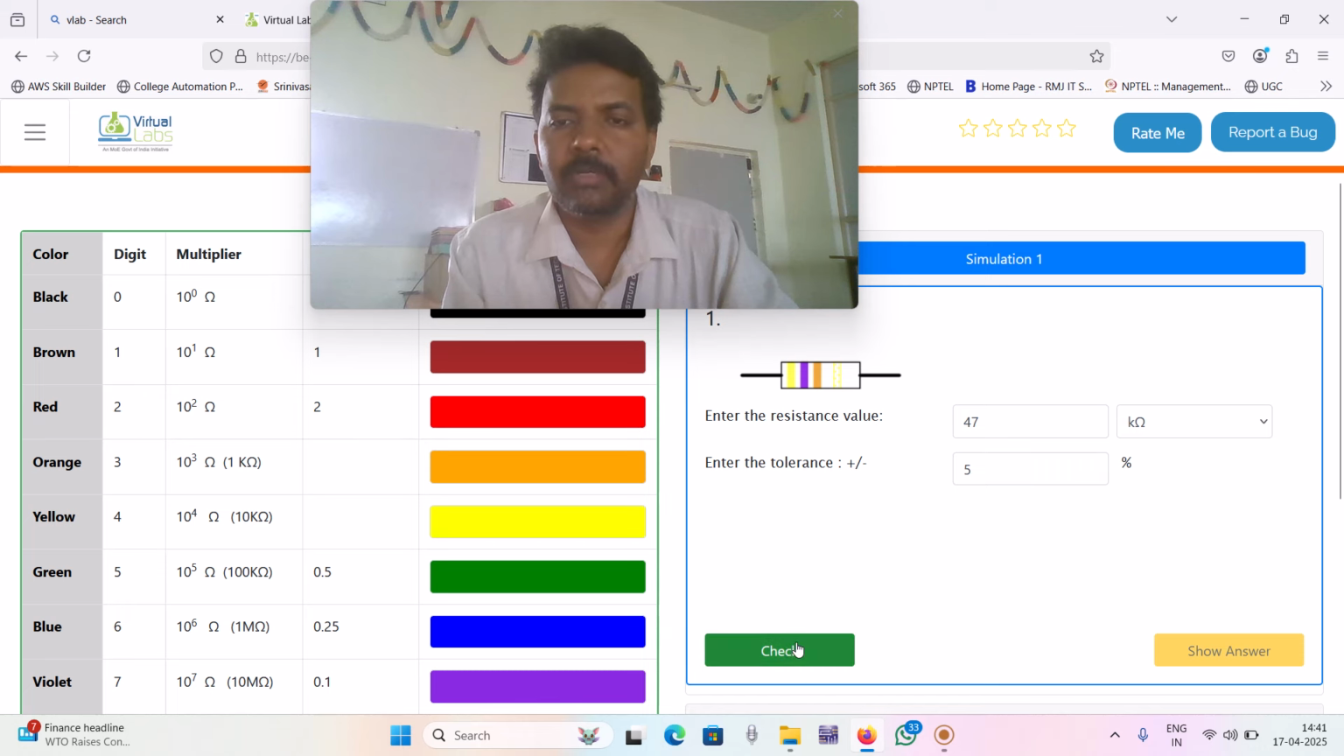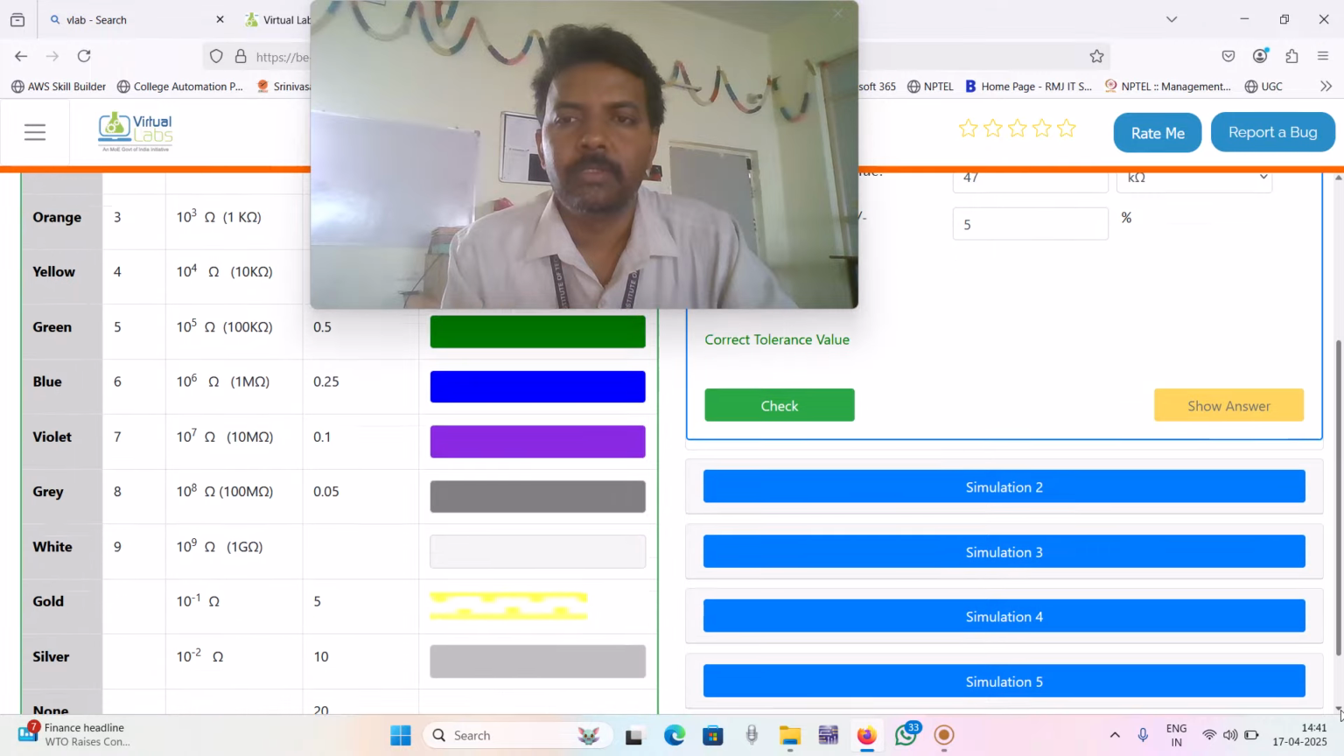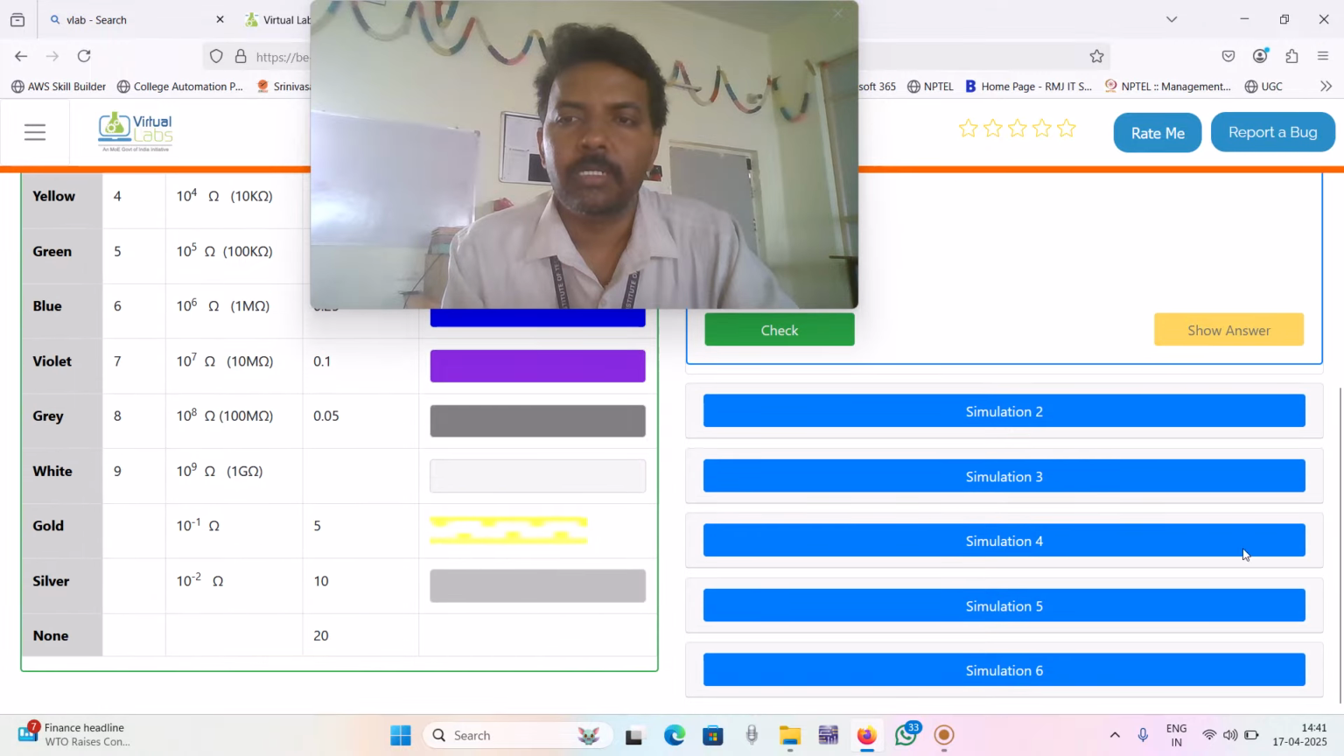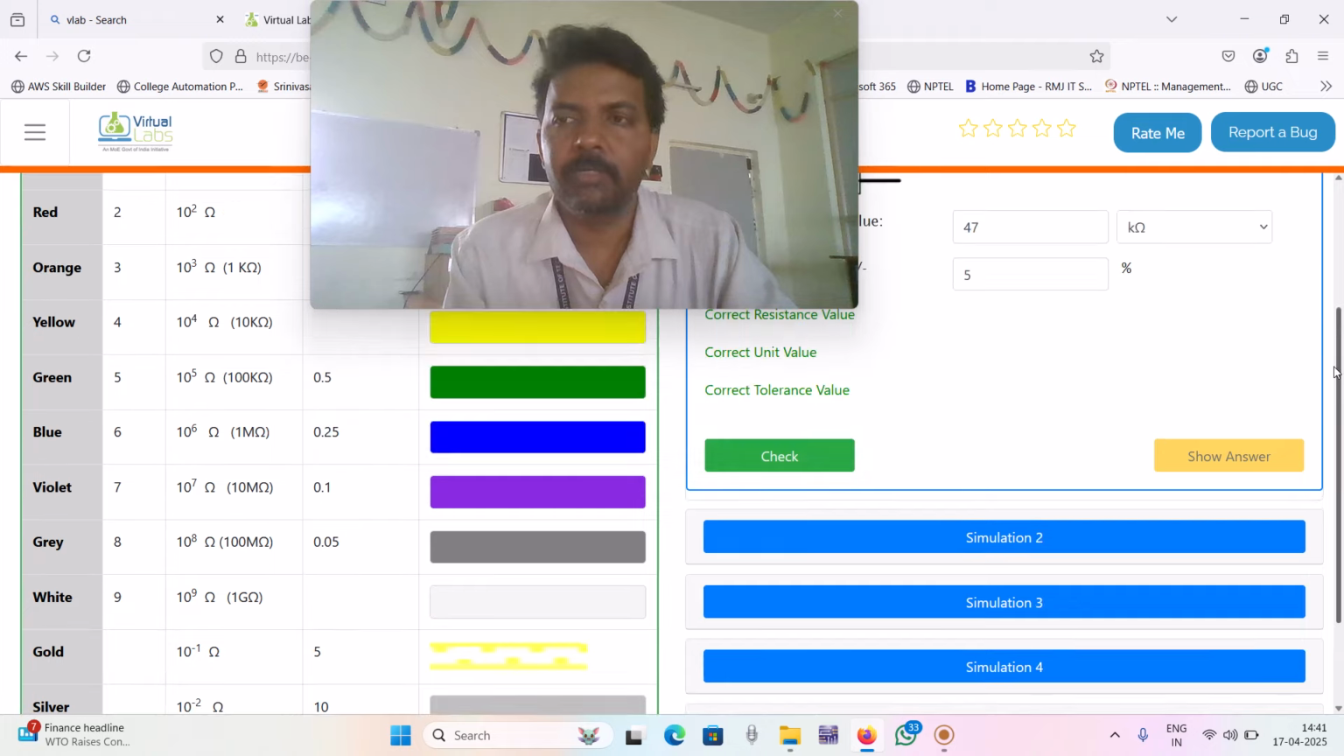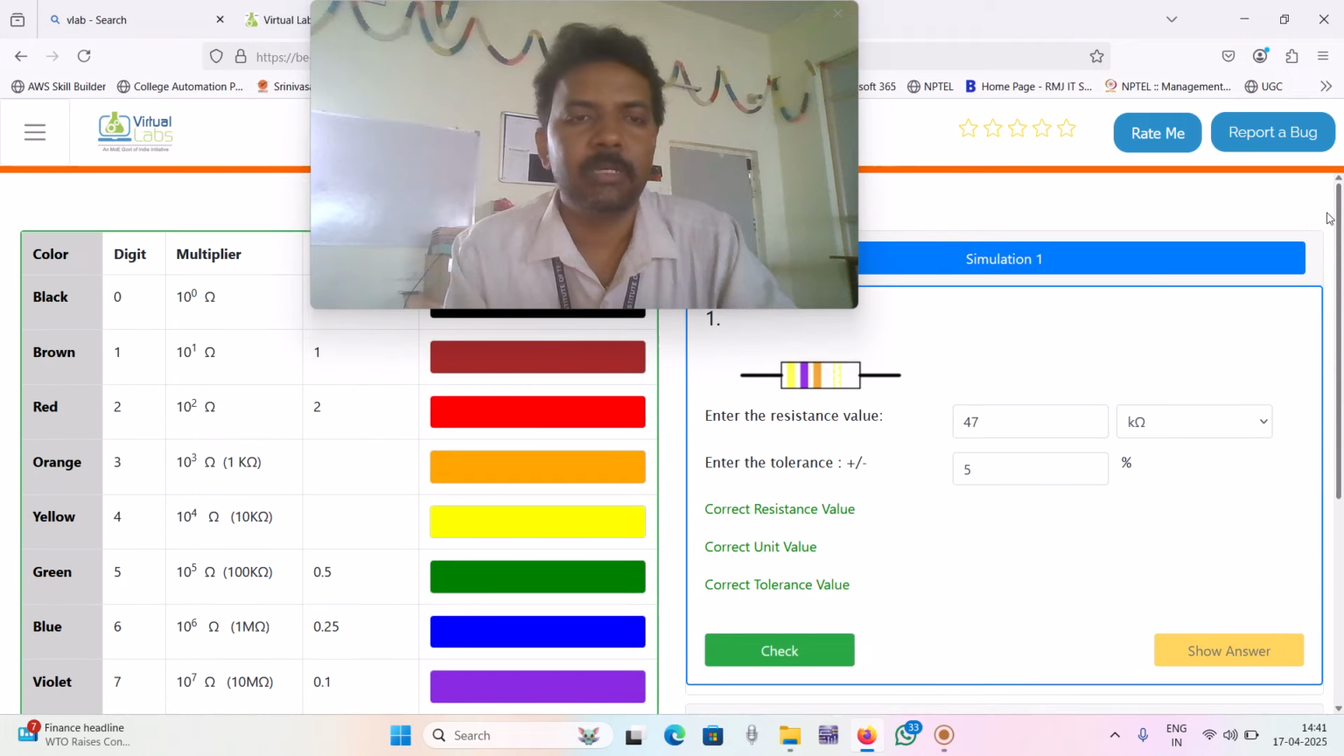So now you can check whether it is in correct values or not, right? So that's it. So the correct resistance values were assigned. So the tolerance value is also correct. Okay. And all other remaining simulation experiments are available. You can go through them in a similar manner.